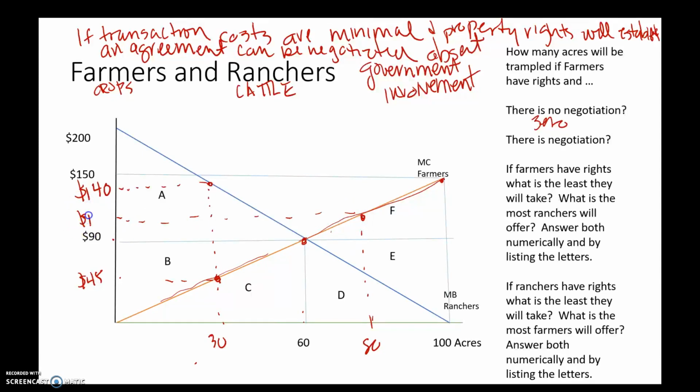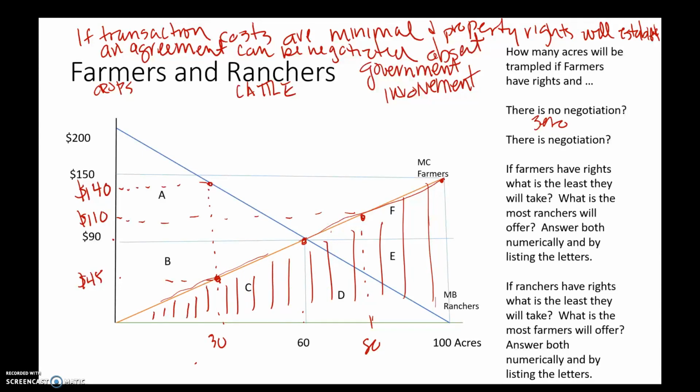say, $100, say $110. So if we want to know the total cost to the farmers, we would have to add up the cost for each acre trampled. And graphically, that's actually the area under the curve.